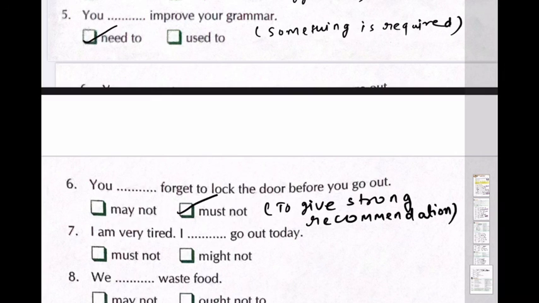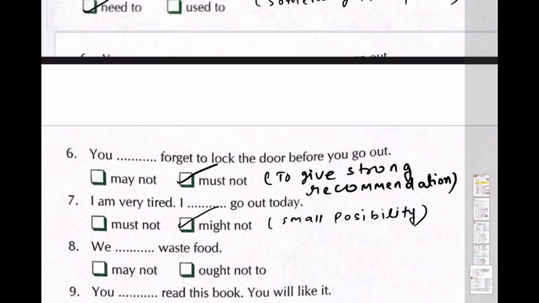Okay students, now I am very tired. I must go out today or I might not go out today. So, I might not. Okay, there is a small possibility. Small possibility means शायद मैं कल बाहर ना जा पाऊँ, है ना, क्योंकि मैं बहुत थक चुका हूँ. We waste food. We may not. We ought not to waste food.